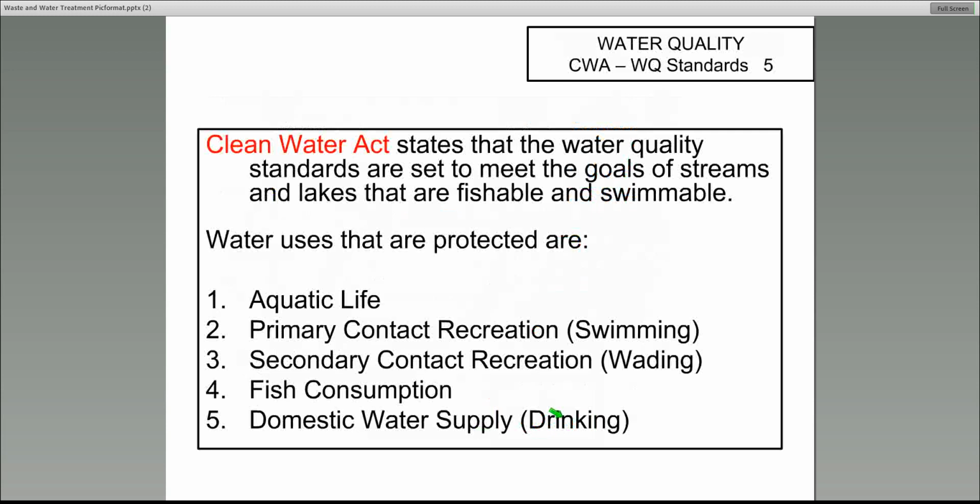First of all, you have to know a little bit about the Clean Water Act and the overall objective of the Clean Water Act. There are 5 goals for the streams and lakes to make sure that we have protection of aquatic life, primary contact recreation, swimming, secondary contact recreation or wading, fish consumption, and of course for drinking water.